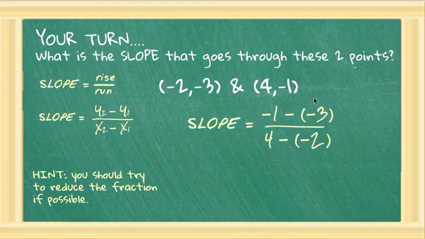So on the top, here's the answer. Hopefully that's what you figured out if you paused this and tried it. It's y2 minus the y from the first point. Underneath is x from point 2 minus x value from point 1. And to save time, we'll just do the calculation here. We get 2 over 6. And remember our little hint? We're going to reduce that to 1/3. Okay, very good.